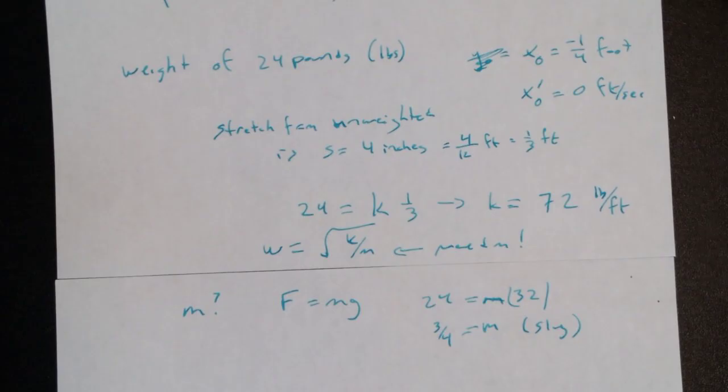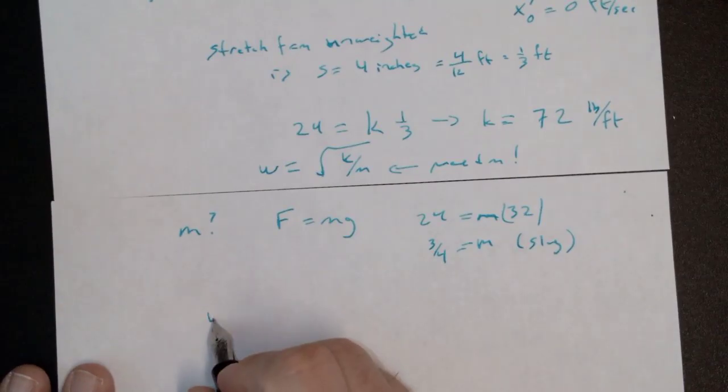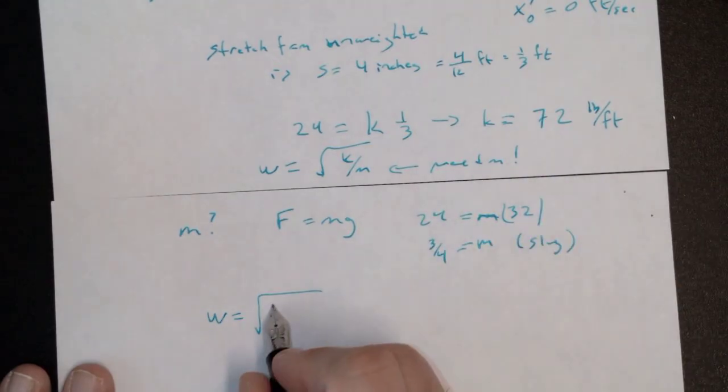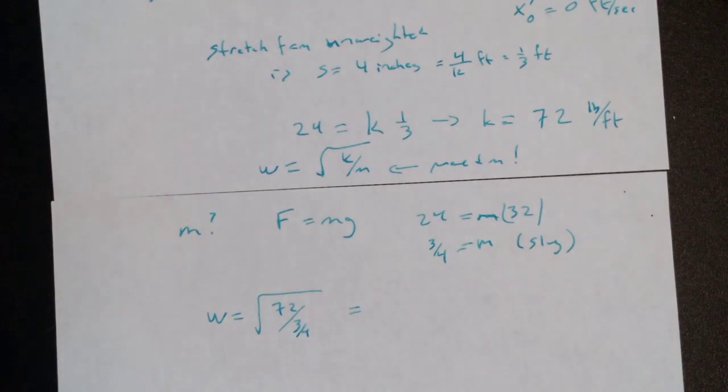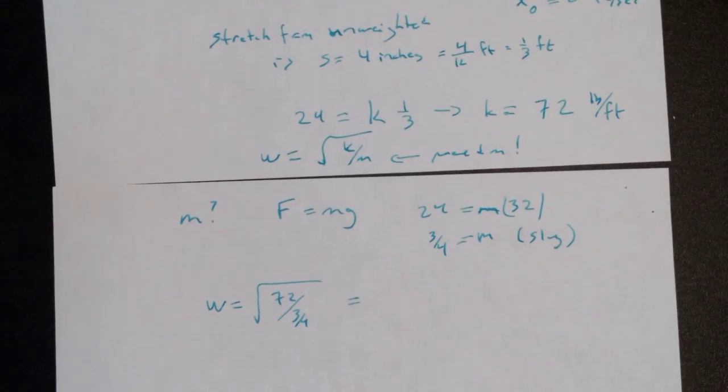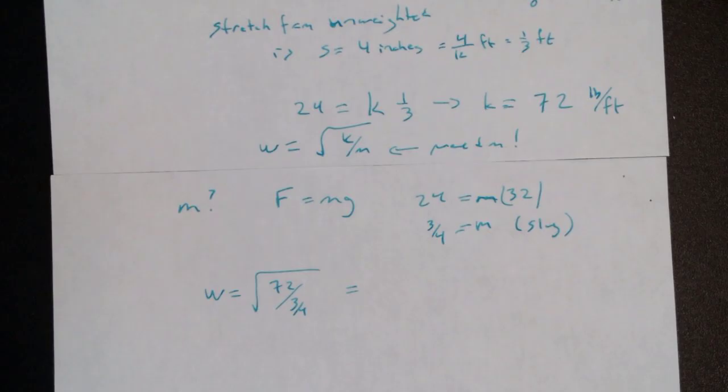But now I have our M, I have K, so I can get my frequency. My circular frequency is the square root of K over M. Simplify that. 72 divided by 3/4. 96. 72 divided by 3/4 has got to be an even. Yes, that's square root of 96.